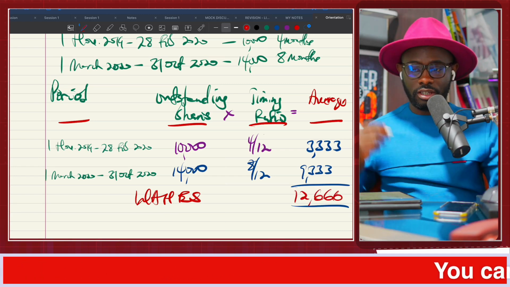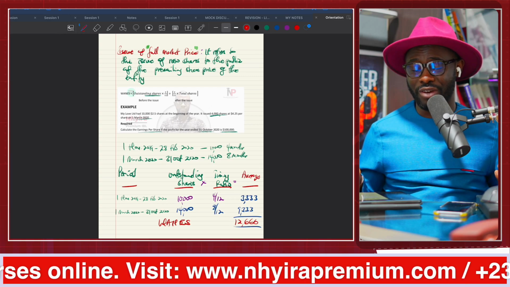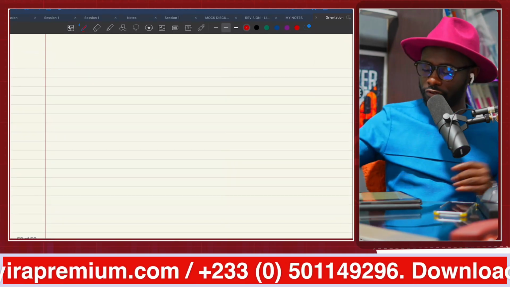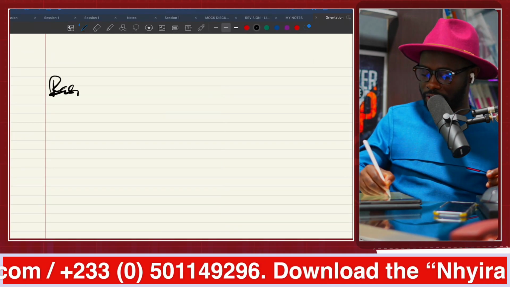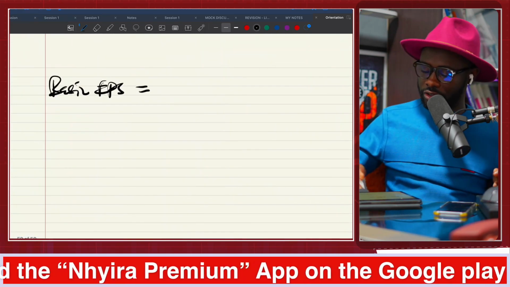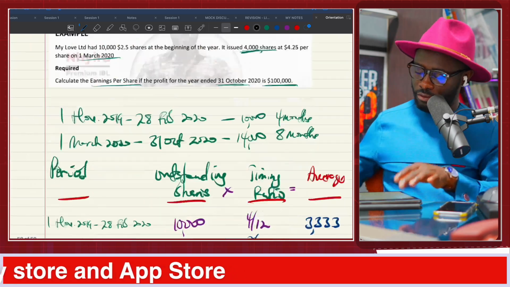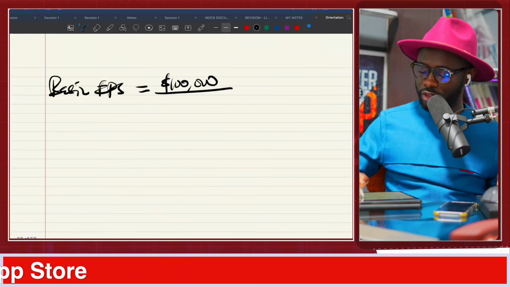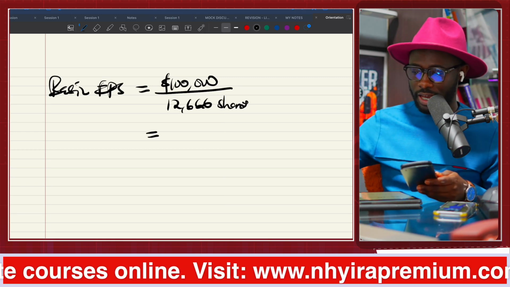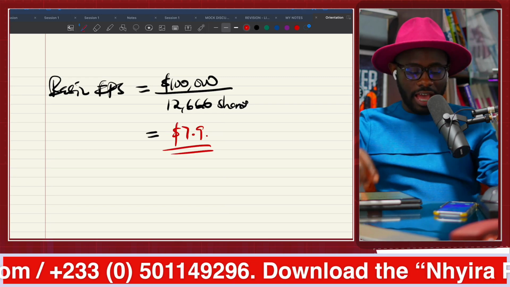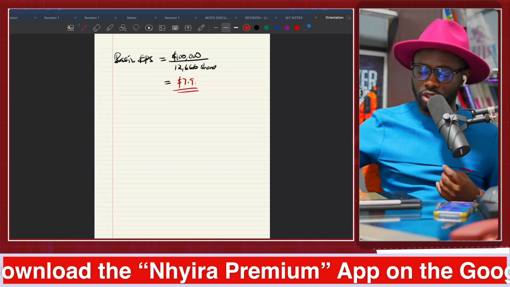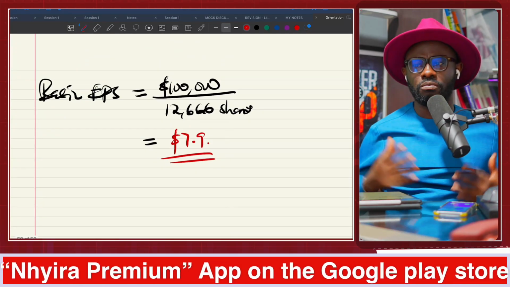So 3,333 plus 9,333 gives us 12,666 shares, our weighted average number of equity shares. But that's not what the examiner asked us for. The examiner said we should calculate the basic earnings per share, which is the profit of $100,000 divided by the weighted average number of equity shares, 12,666 shares, and I'm getting $7.9. So that is the idea about issue at full market price, and what we do in respect of that. Very simple, straight to the point.